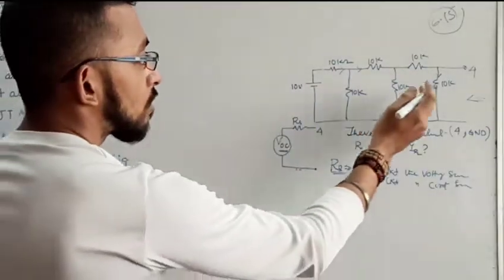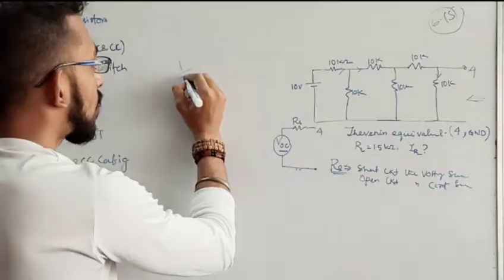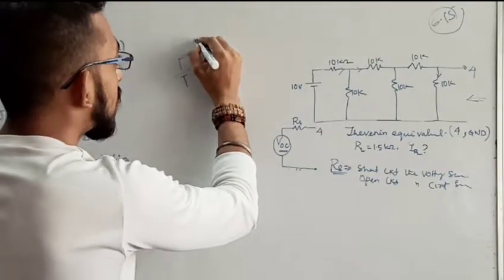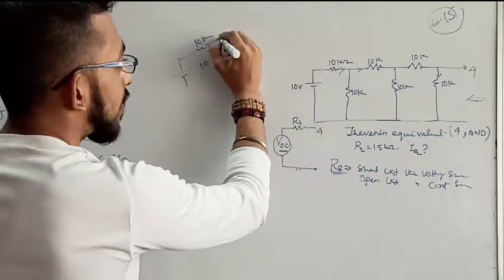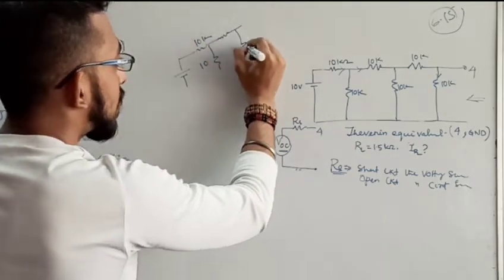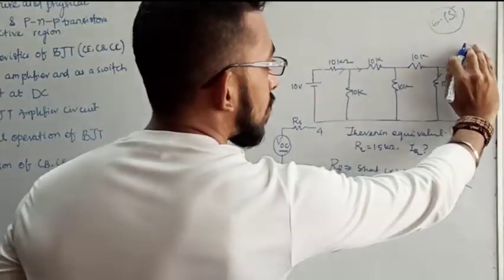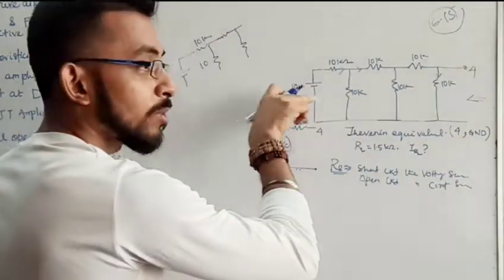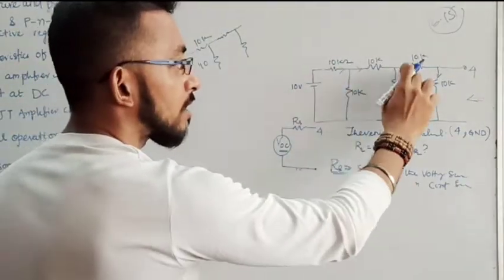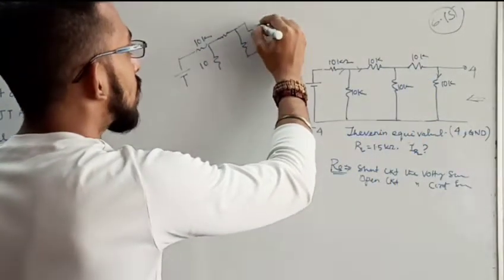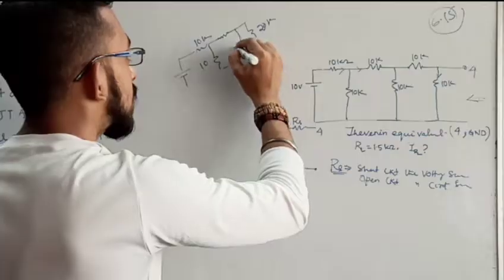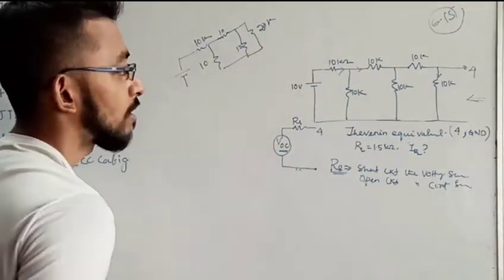So let's do it. This is a 10 kilo ohm, along with a 10 kilo ohm connected, along with a 10 kilo ohm here and a 10 kilo ohm here in parallel. Now we are seeing from this side to find the current. These two 10s are in series connection, so it will give me a value of 20 kilo ohm.